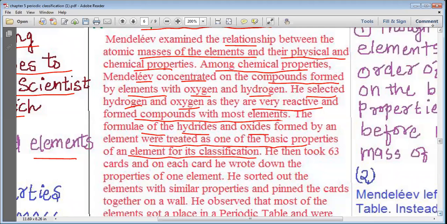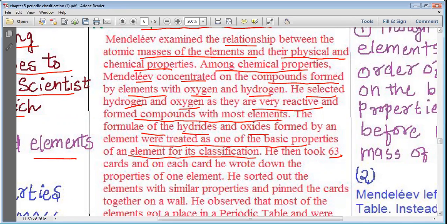So my dear students, when Mendeleev started the classification of elements, there were 63 elements present at that time. What did he do? He allowed all these elements to react with hydrogen and with oxygen. So when all these 63 elements react with hydrogen and oxygen, they form their hydride with hydrogen and their oxide with oxygen.